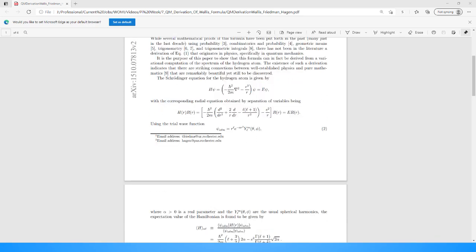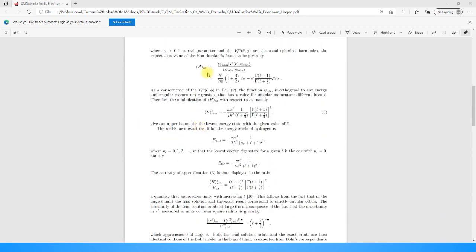Now, because the electron moves around the nucleus, spherical coordinates are the best coordinate system to use. Those coordinates are the radial coordinate r, which is right here, and two angular coordinates, which you can think of as latitude and longitude, like on the Earth. We won't need those coordinates for our discussion here. This equation is for the radial part of the Hamiltonian.